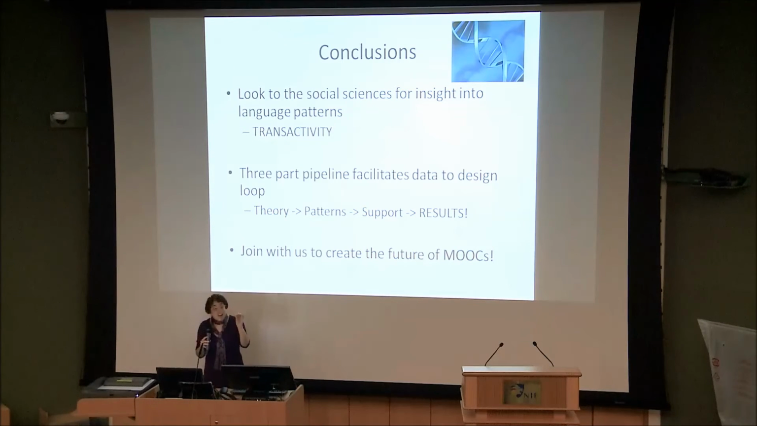And yet we can find these things like the idea of transactivity that we can get a hold of. They're handles, and they help us to monitor something meaningful in interaction and also to design and deploy interventions that have a positive impact. We have this three-part pipeline that I referred to in the beginning. It starts with theory that gives us insight. It helps us to identify patterns, and the patterns trigger support and lead to results.